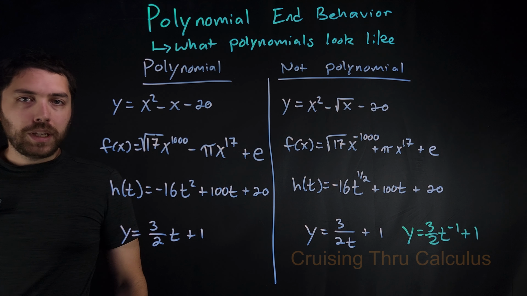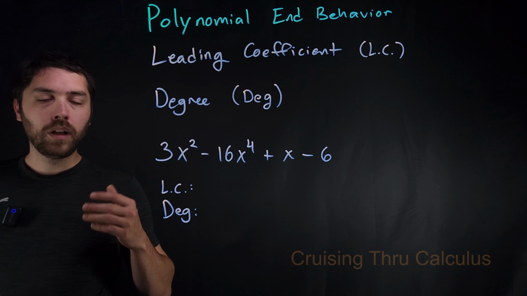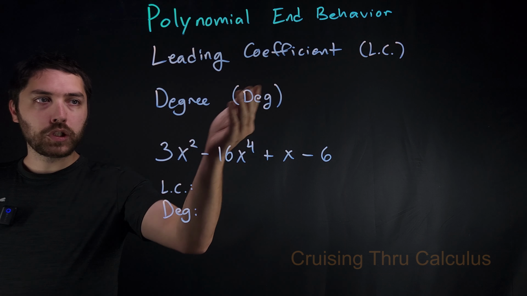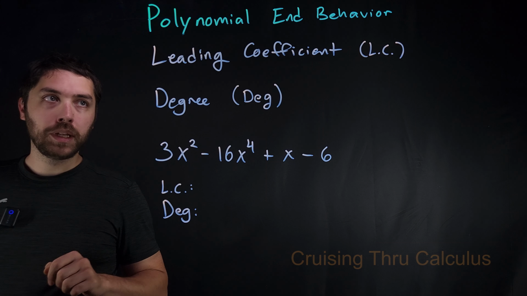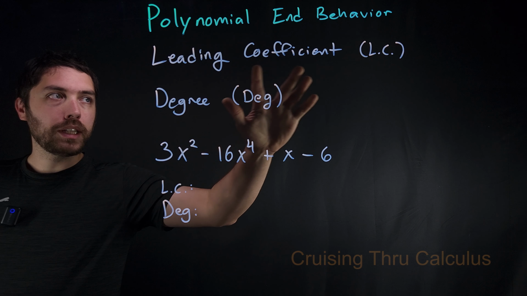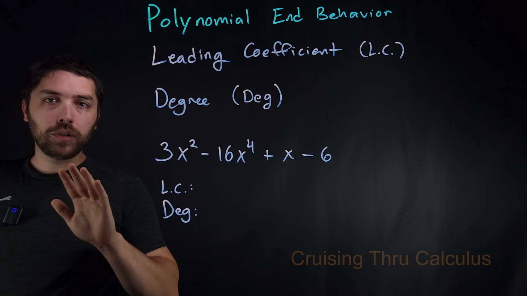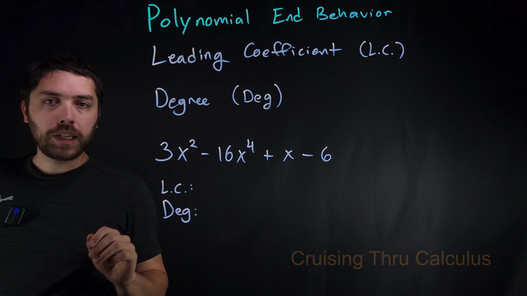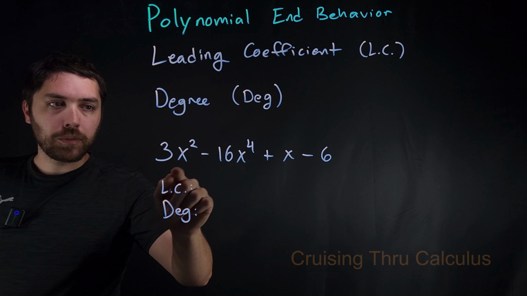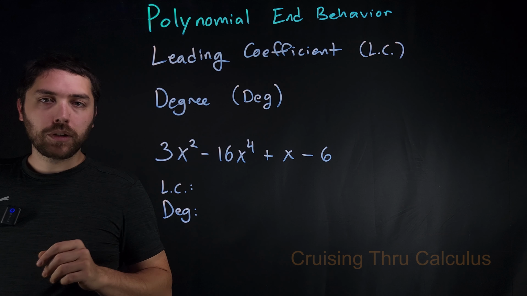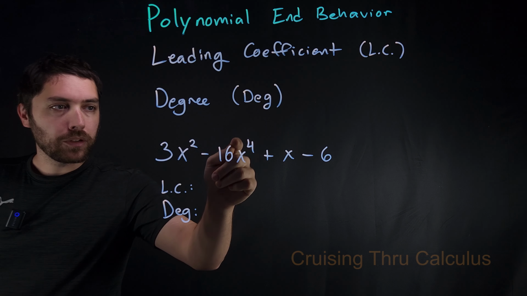Why don't we jump into the end behavior, though, because that is really what we're here to discuss. All polynomials have a leading coefficient and a degree, and you need to know what those are if you're going to find the end behavior. I'm going to be abbreviating leading coefficient as LC and degree as DEG. When you're looking at a polynomial, what you need to do is find the power that is the largest. Most of the time, that's going to be written in the very first term here, but that's not always going to be the case. In this example, the largest power is right here, 4.